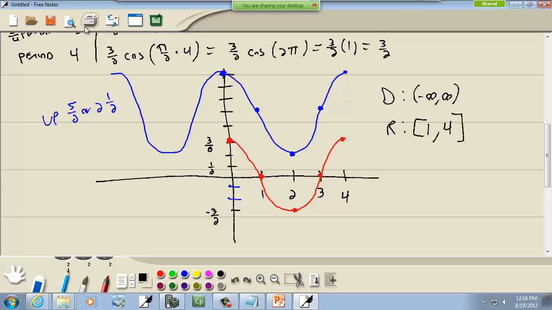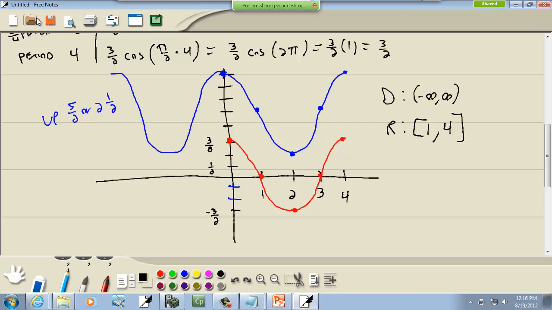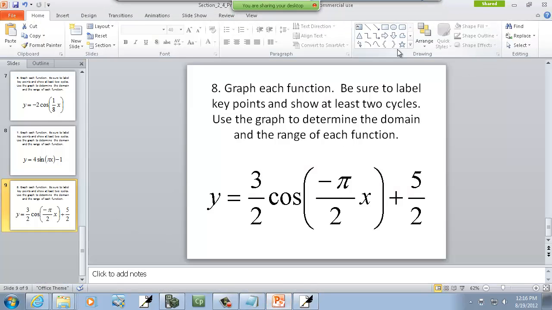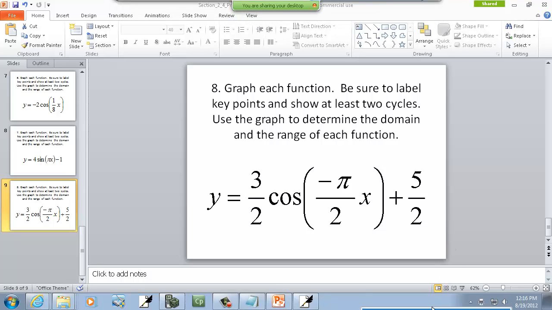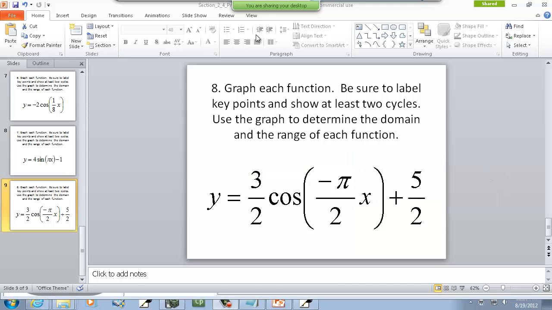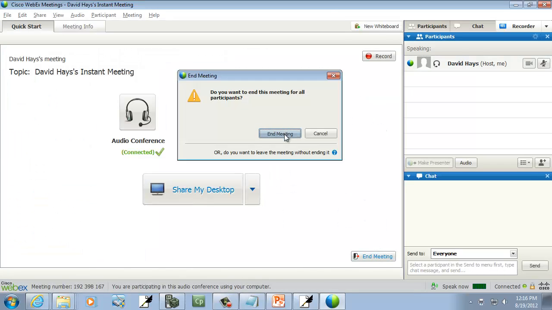Let me save that. There we go. I think that's the last problem. Look, yeah, that was the last problem. So let me stop the recorder. And let me then stop the other recorder.